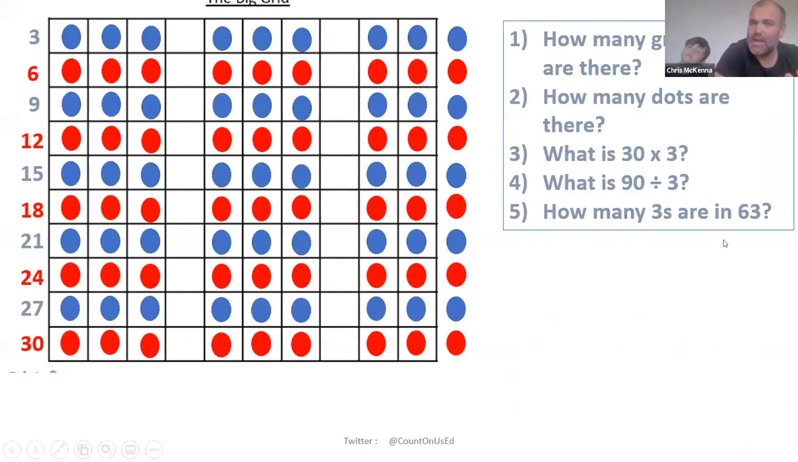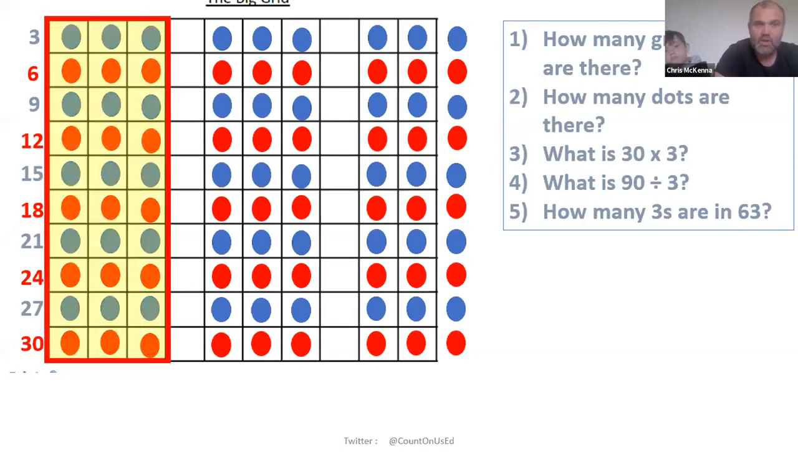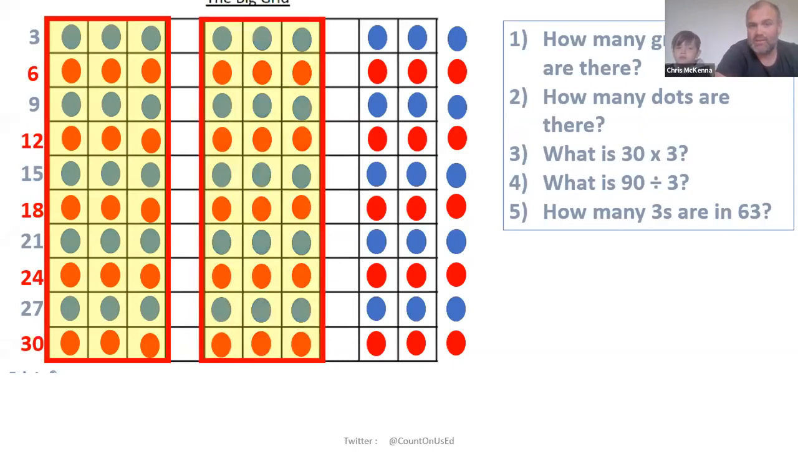So basically, we're thinking, what number times 3 equals 63, or how many groups of 3 are there in 63, or 63 divided by 3? So what I'm going to do is highlight 63 dots again. How many dots is in that yellow bit? 30. 30. So how many are in the yellow bit just now? 60. So how many more do I need? 3 more. So we can see that I've now highlighted 63 dots.